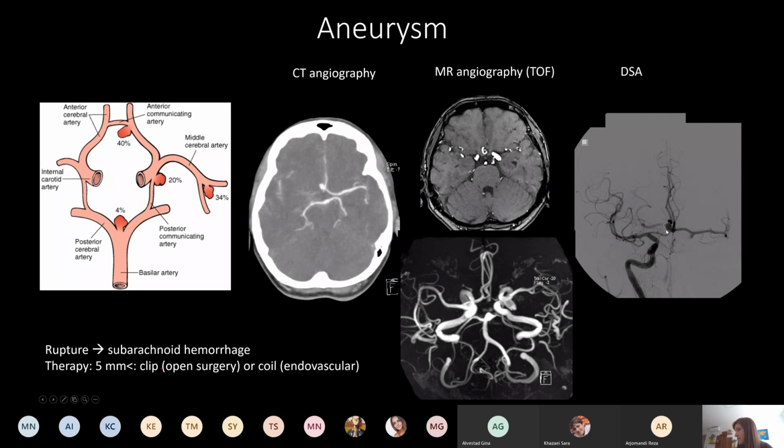Okay. This is also the anterior cerebral artery. Like this location equals this location, okay? This is the carotid artery, the internal carotid artery. This is the middle cerebral artery. This is the anterior cerebral artery. Okay, and this is the anterior communicating artery here.